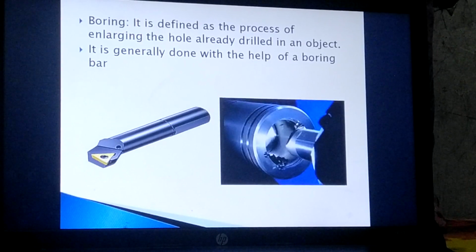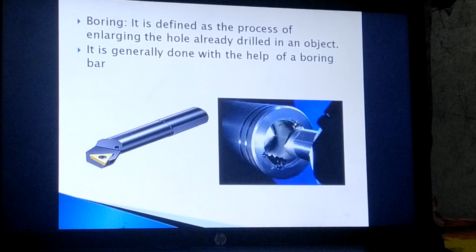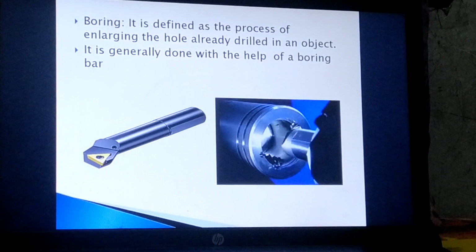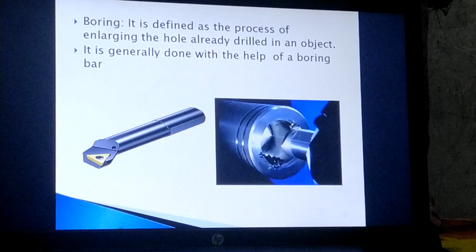First we will discuss its definition. Boring is defined as the process of enlarging or increasing the hole already drilled in an object. So we are going to increase the diameter of the already existing hole in a workpiece, and it is generally done with the help of a boring bar.